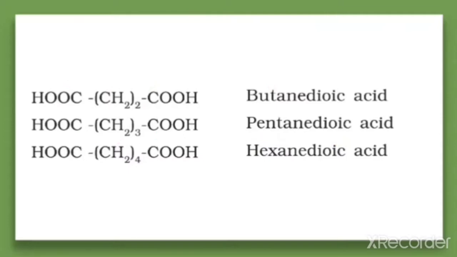So what will be the number of carbons in the third case? Here 4 carbons, and in total we have 6. So that's why hexanedioic acid. So these are the names. In this way we have to name it when the main chain has 2 carboxylic acid groups.